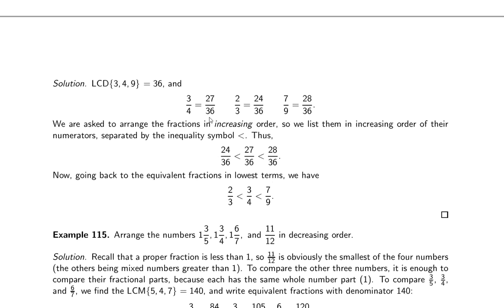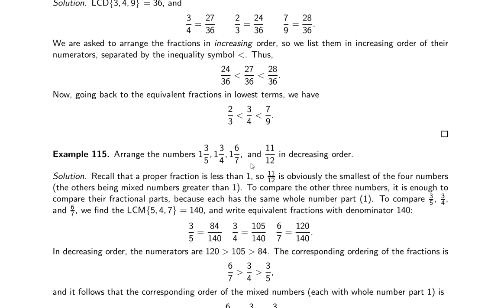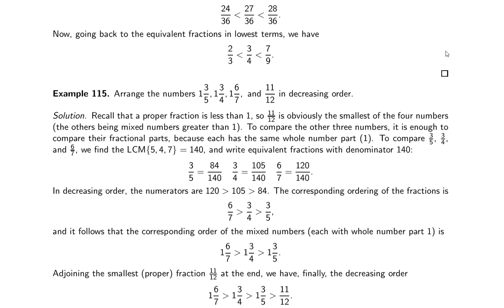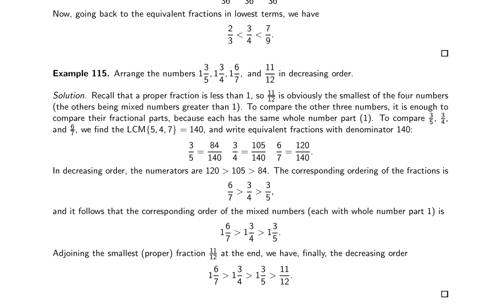Here's another increasing order one. How about this one? For this example, arrange the numbers. So here we have some mixed numbers: 1 3/5, 1 3/4, 1 6/7, and 11 over 12. And this time we want decreasing order. Okay, so that means start with the biggest, then the next, down to the smallest.